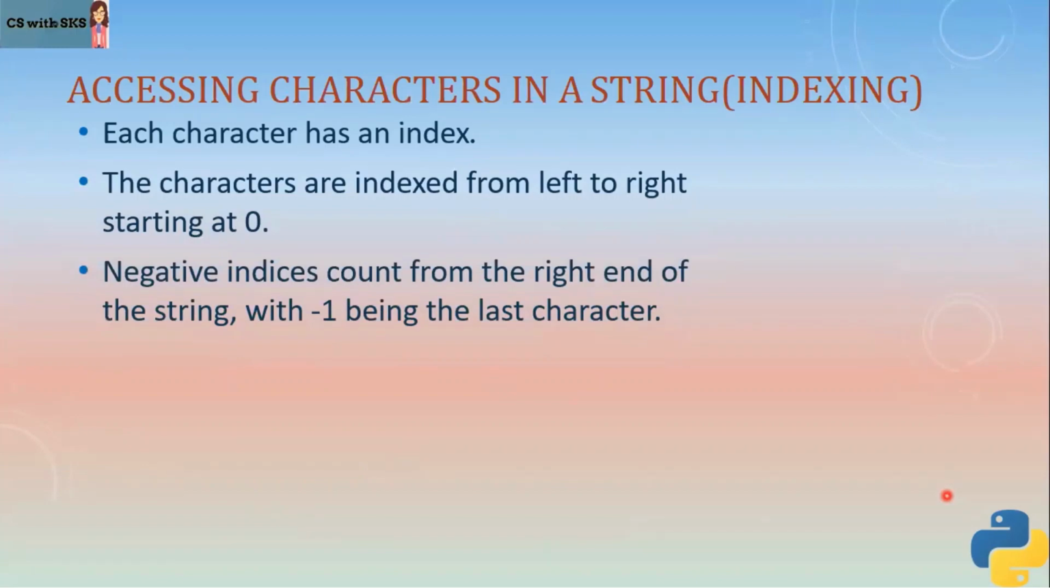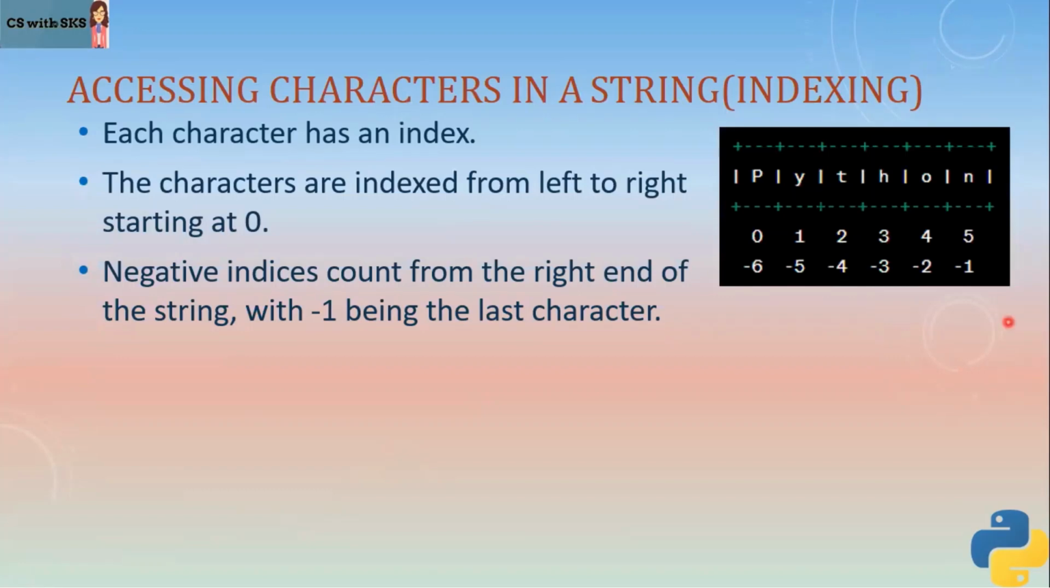Also, we have negative indices associated with strings. Positive indexing starts from 0 going onwards, up to 1 less than the total length of the string. And negative indexes start with the last character having index value -1, and then go from the right end of the string towards the left-hand side. So -1, -2, -3, -4, and so on, right?